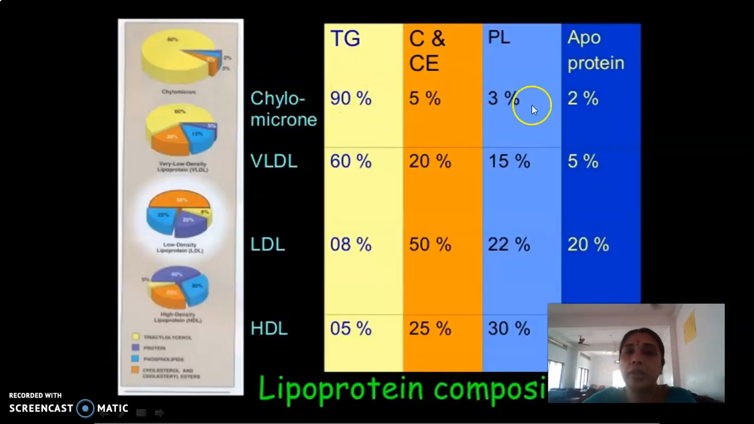See, these are the concentrations of different components of lipoproteins. Chylomicrons have 90% TG, only 5% cholesterol and cholesterol esters, 3% phospholipids, and only 2% apolipoproteins. VLDL 68, 5, 40% apoproteins. See, this is the composition.